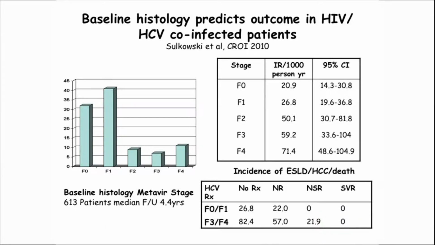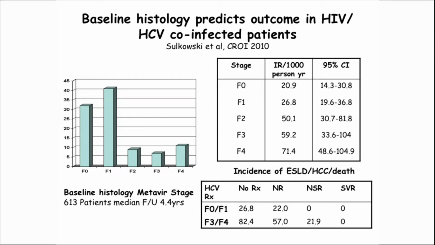But the important thing is, does histology predict outcomes for patients? And we've known for many years that if you look at baseline histology, you will actually predict outcomes in terms of mortality, hepatocellular carcinomas, and complications of end-stage liver disease. So liver biopsies are particularly useful, and even the METAVIR scores, even though they're not quantitative, will predict what's going to happen to a patient.